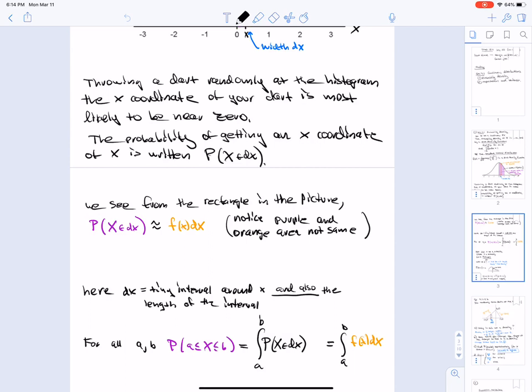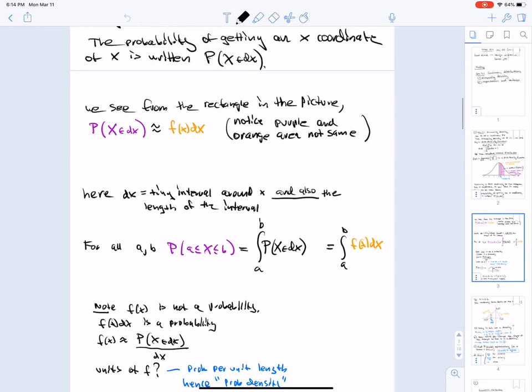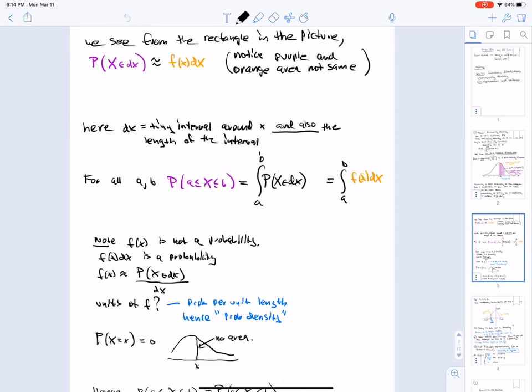So the probability that x is in dx is approximately f of x dx, and that approximation gets closer and closer the smaller that dx becomes, as you're familiar from calculus. So note that f of x is not a probability. f of x dx is a probability. f of x actually has units of probability per unit length.